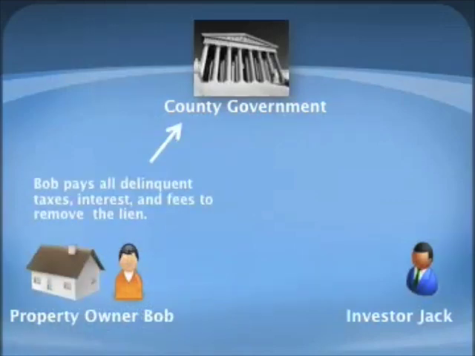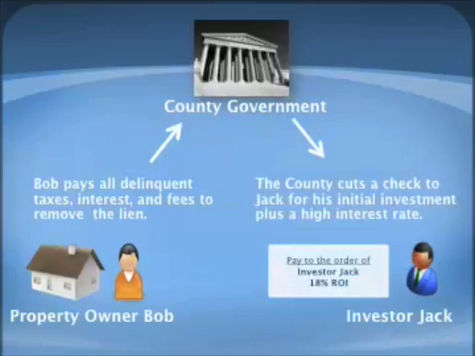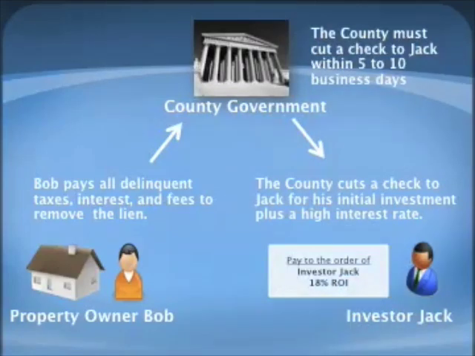So let's say that the property owner pays the county all the delinquent taxes and fees that are owed. The county will simply cut a check to the investor for his initial investment plus the rate of return that he was guaranteed. So if this investor purchased the tax lien at an 18% rate of return, then he's essentially making about 1.5% per month because it's an 18% annual rate of return. Like I said, I think in most cases an 18% rate of return is excellent. The county will cut that check typically within 5 to 10 business days of receiving that money from the property owner.